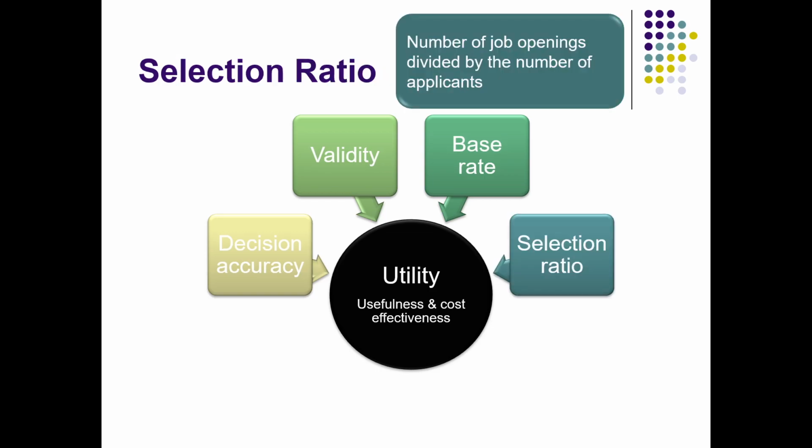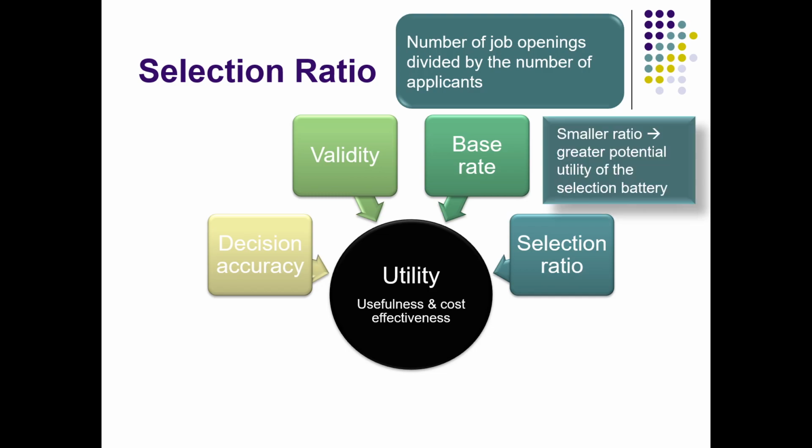And then we have the selection ratio: the number of job openings divided by the number of applicants. Now this is where recruitment comes in, right? Because the smaller the ratio, the greater the potential utility of the selection battery. So if you have 5 job openings and 100 applicants, you're going to have a more useful selection battery, because you can apply it to a larger number of people, reject a lot of them, and focus in on just the people who are really doing well on that selection battery, who are really revealing that they will do well on the job.